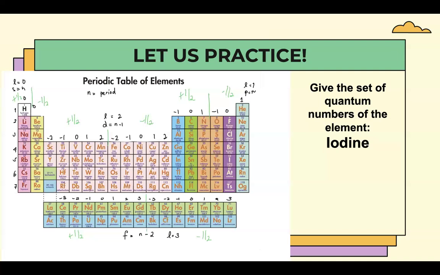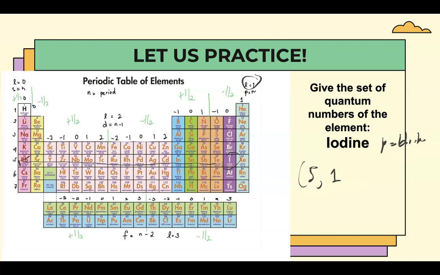First is to locate where iodine is. So iodine is over here. Whatever the row is for the P block is already its letter N. So iodine is on the 5th, so right there, 5. And then next, since it's on the P block, letter L is equivalent to 1.